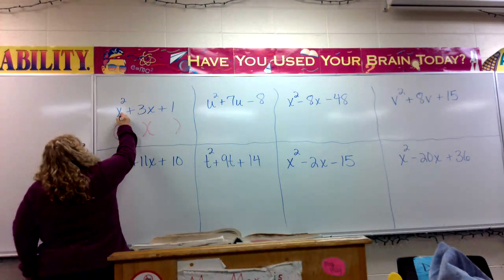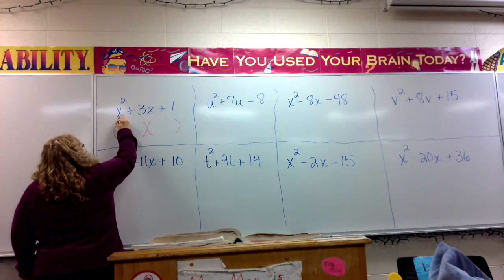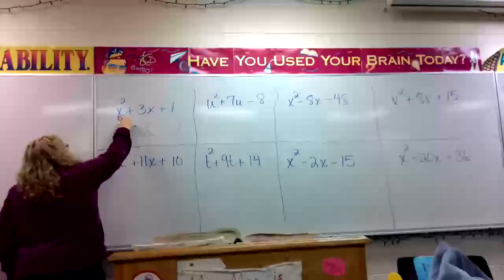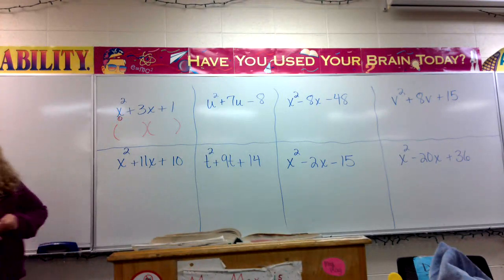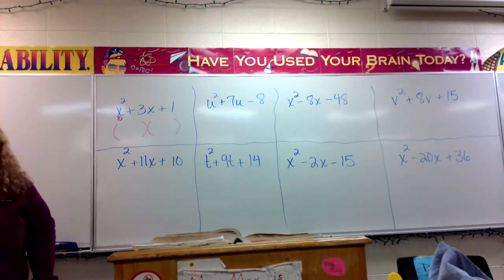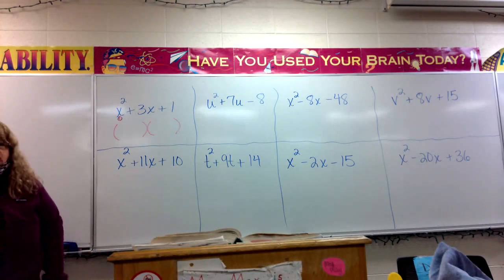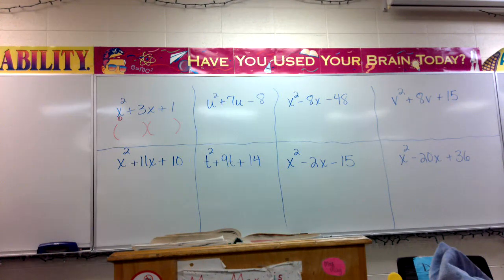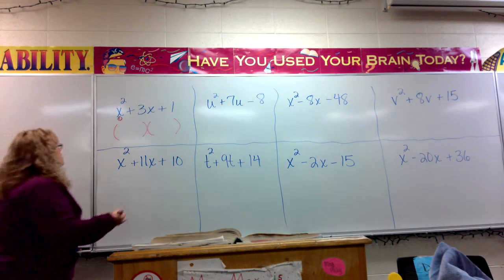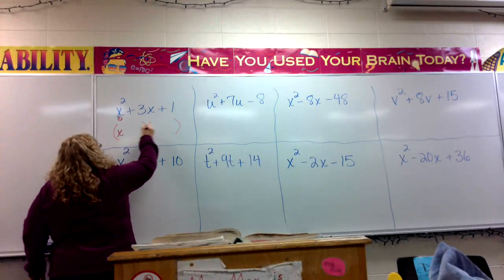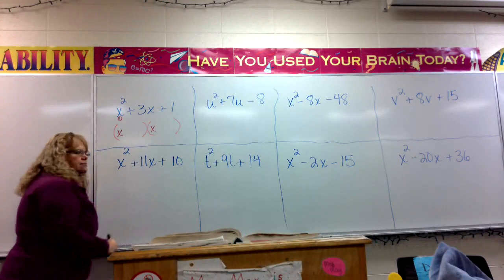So we're going to start with this one. And today I wanted to start a little bit easy. With the x squared, there's only one possibility. What values multiply together to give you an x squared? Has to be x times x, right? There is no other possibility. That has to be x times x.